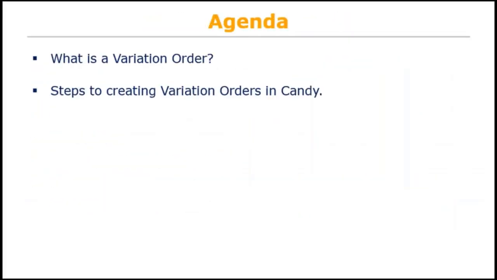We have looked at the steps to creating the variation orders in Candy. And now we're going to look at the financial analysis of that one VO item that we have added.